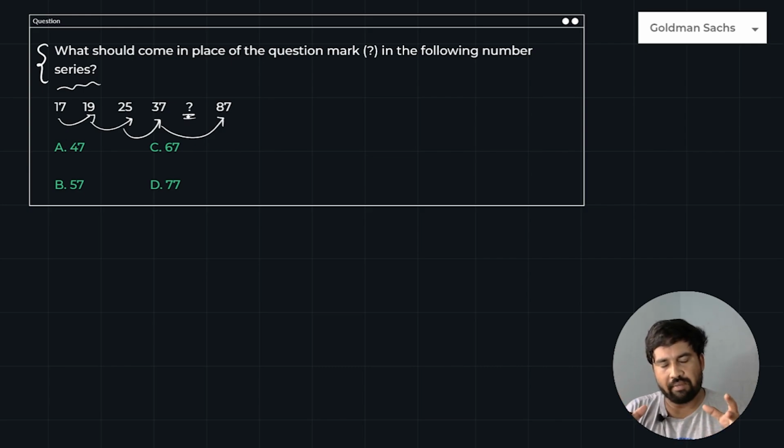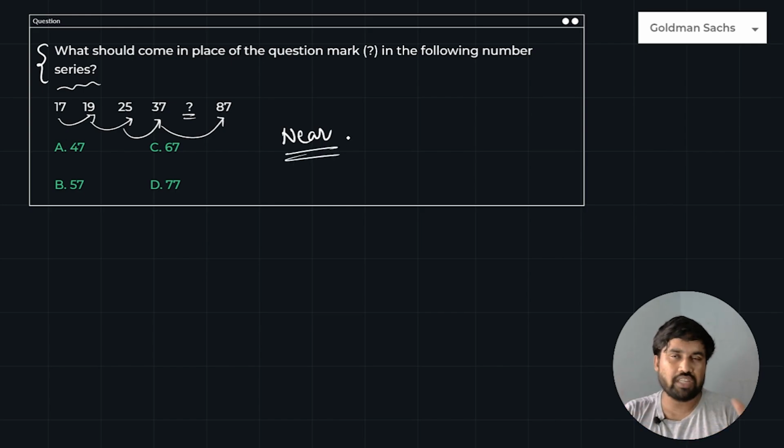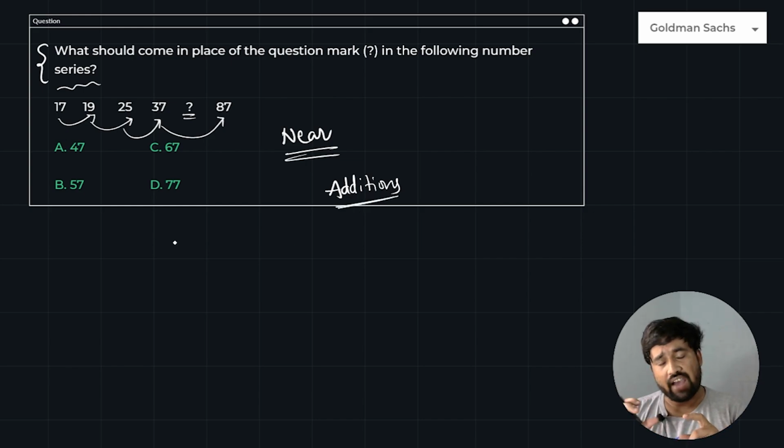And when I look at the numbers, they are near to each other. So there is no huge gap between them. So I can conclude that it can be addition oriented. The first step I will do is find the differences. If the numbers have a huge difference, guys, I will always go for multiplication, not additions.